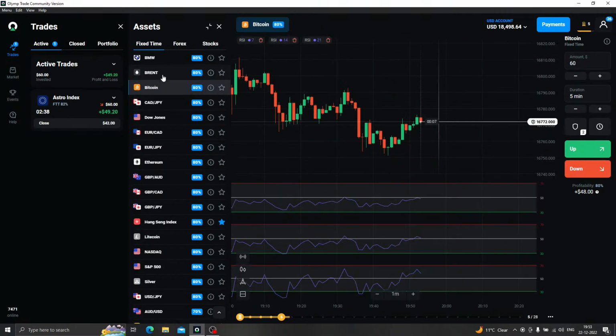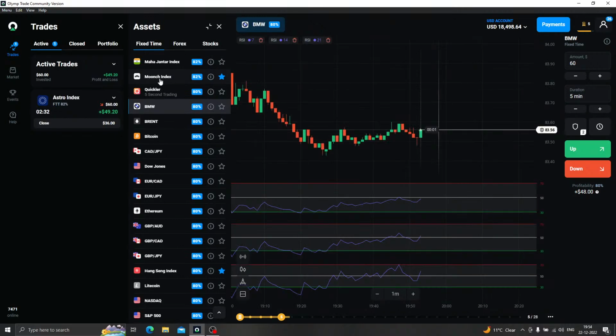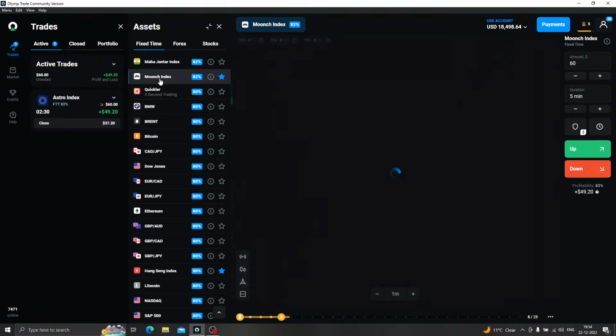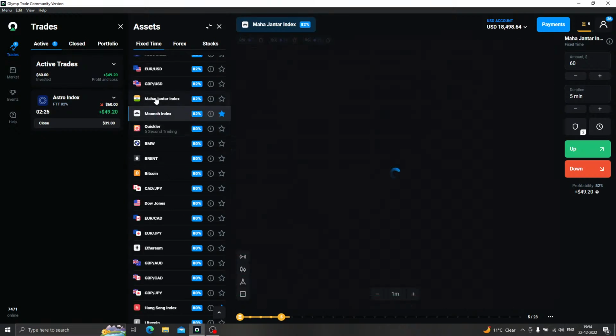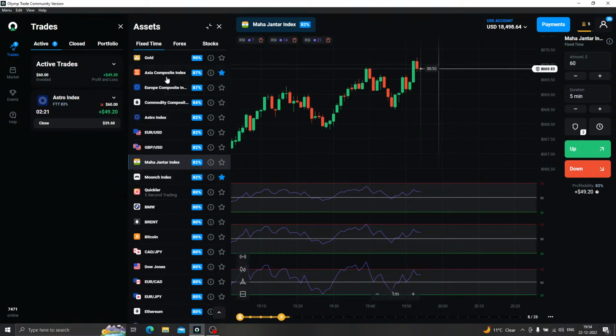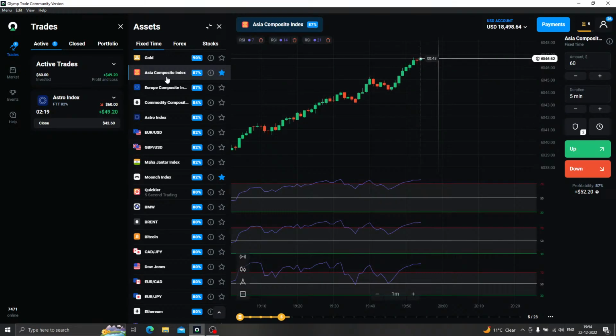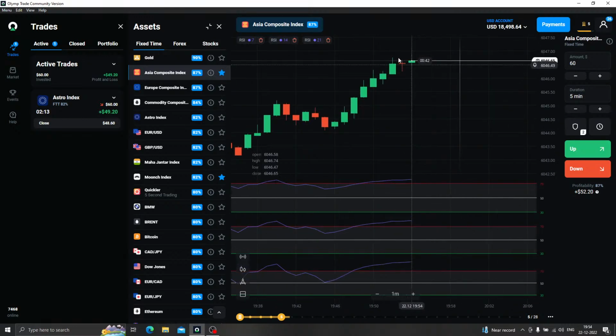The trade duration I have kept to 5 minutes. You can switch from 2 minutes, 3 minutes; 2 to 5 minutes should be the ideal time frame. Mooch Index is still going in the upward direction. Asia Composite Index is trying to show us a weakness of the buyers by giving a doji star candle.